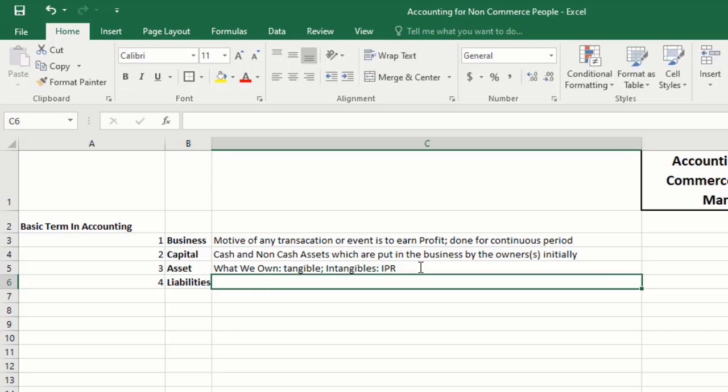Liabilities. So liabilities, see again the third word, what we owe. We have to give to somebody. We have taken a loan. We borrowed something. It's a liability. We have taken some advance from our customers, so we have to deliver our goods or services. That is our unearned money. I will come to those jargons also.